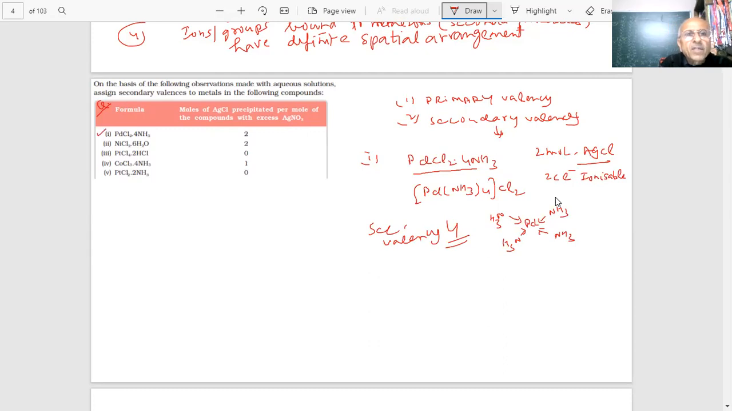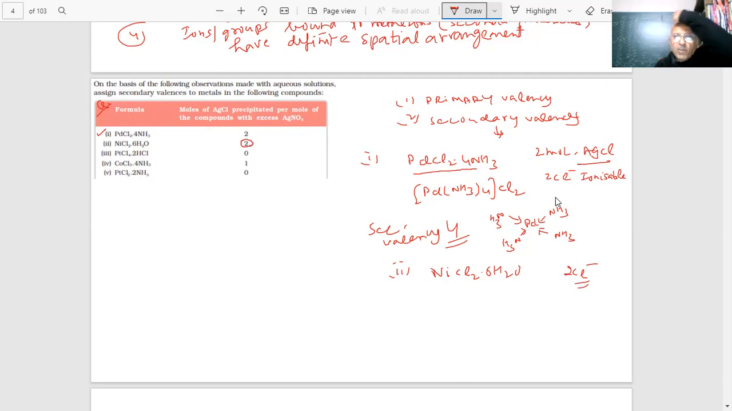In the second, what is the formula of the second? NiCl2·6H2O. How many Cl minus are ionizable? 2. Then you will get 2 moles of AgCl. How many is given? 2.